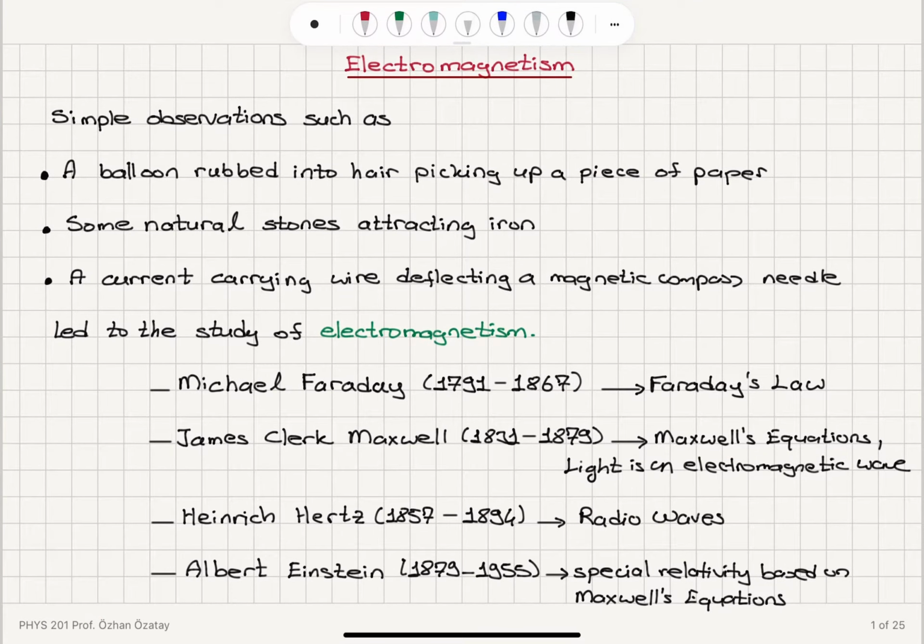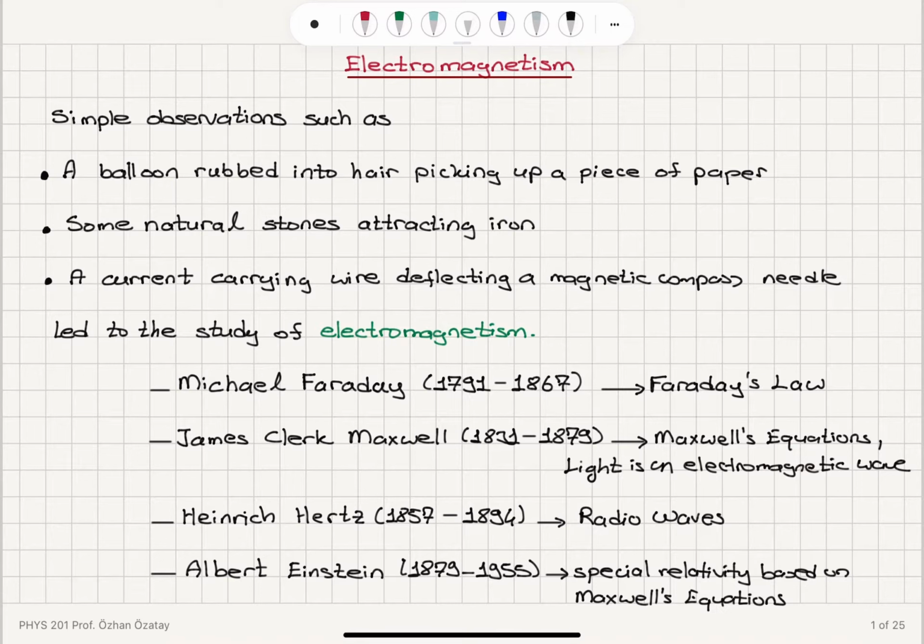All right, so basically these simple observations led to the study of electromagnetism. If we briefly look at the history of electromagnetism, Michael Faraday, 1791 to 1867, came up with Faraday's law, which basically relates to changing magnetic flux causing an electromotive force. James Clerk Maxwell, 1831-1879, came up with Maxwell's equations, which is basically summarizing some of the earlier results, adding Maxwell's contribution.